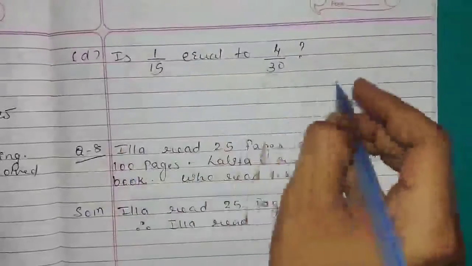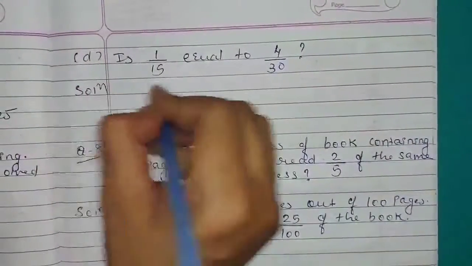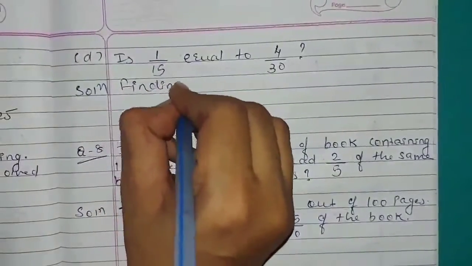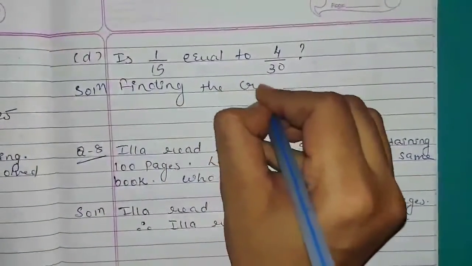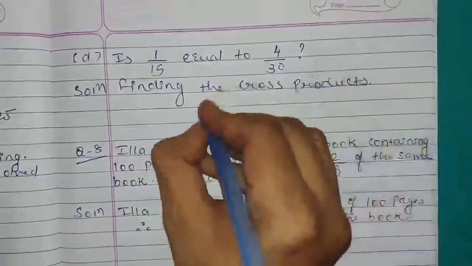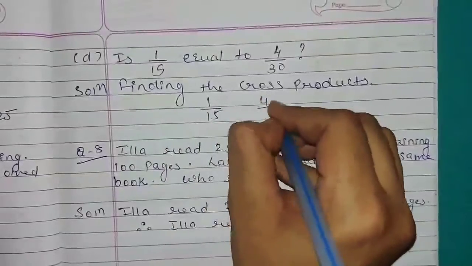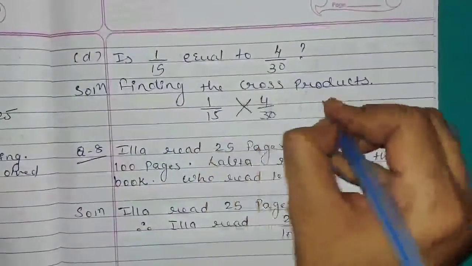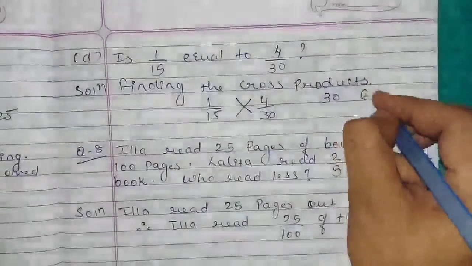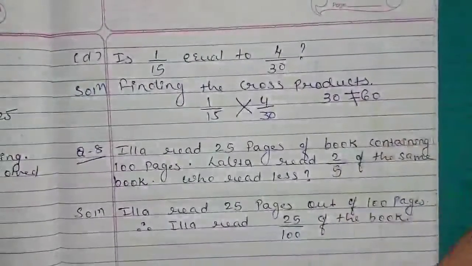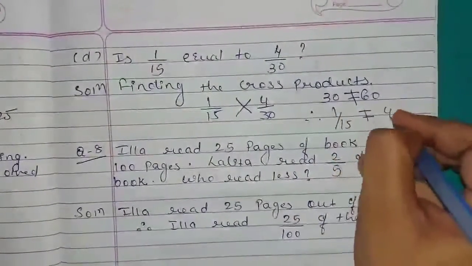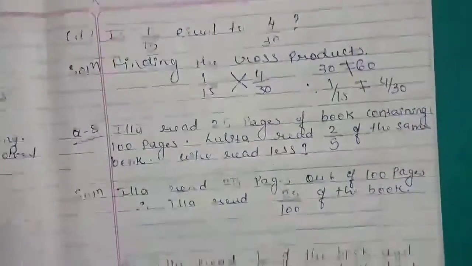Number D, is 1 upon 15 equal to 4 upon 30? So we will find the cross products. 1 upon 15, 4 upon 30. 30 ones are 30 and 15 fours are 60. So here 30 is not equal to 60. Therefore, 1 upon 15 is not equal to 4 upon 30.